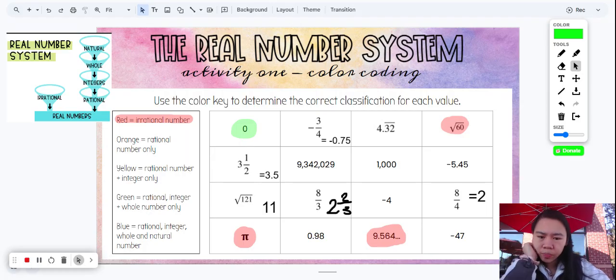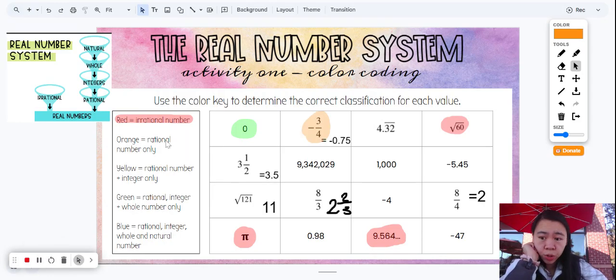All right, next. Negative 0.75. That's a decimal. So I'm going to automatically go down towards the bottom of my funnels. That is a decimal that ends. So it's not irrational. It's a rational number. Okay, so let's see. Rational only. That's going to be orange. Okay, I'm going to keep going.